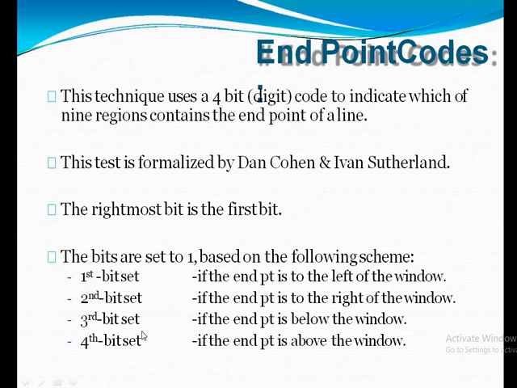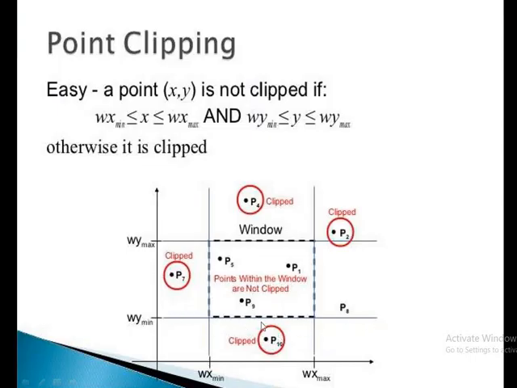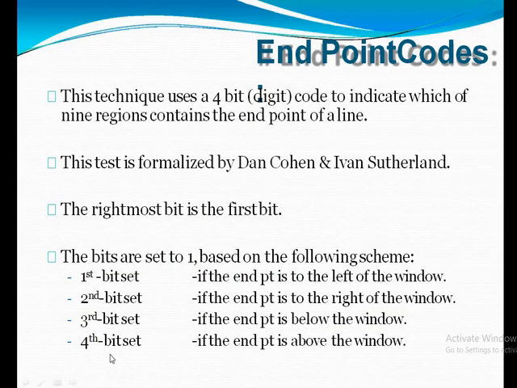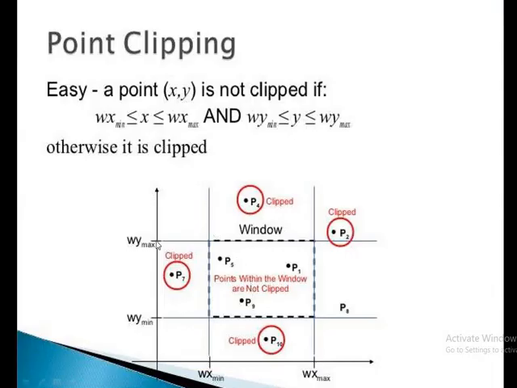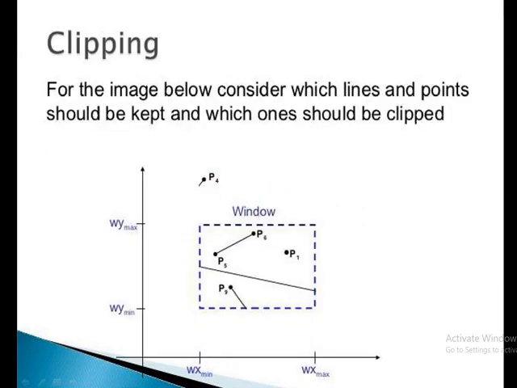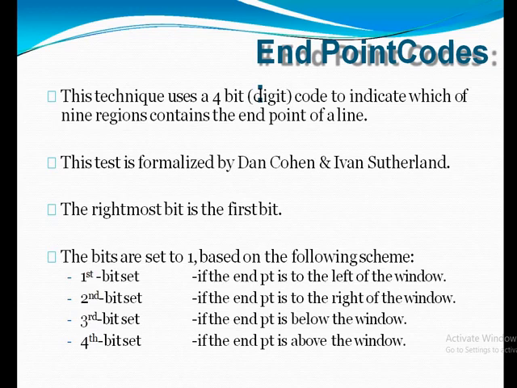Then the third bit is set to 1 if the endpoint is below the window, that is below the bottom boundary, like this P16 point. And the fourth bit is set if the point is above the window, that is above the top boundary, like the P4 point. So likewise we have these so-called region codes.